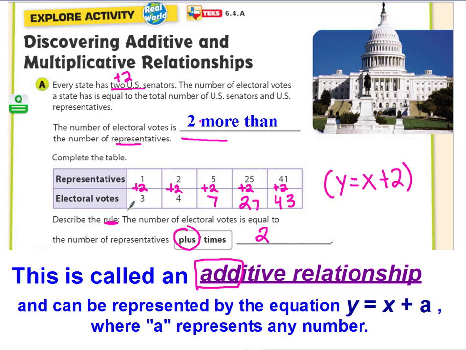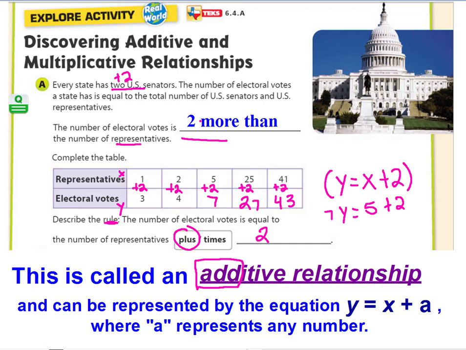Okay, so y is going to be our electoral votes, x is going to be our representatives, and then our rule is right there. So this number, x plus 2, is going to give me y. And if I apply that, so if I do, let's do 5. So x is 5 plus 2, well, that gives me 7. So yes, it works.